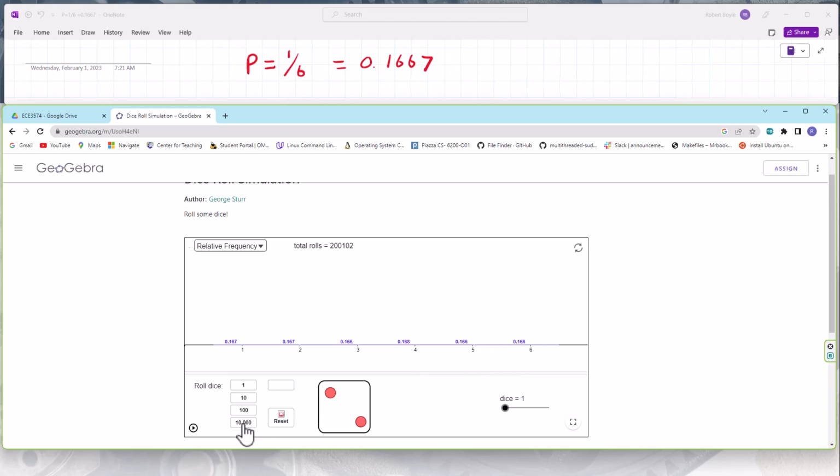How about another 100,000? And now notice we have 1.67, that's as close as we can get with the rounding, 1.67, 1.67, and these are just a little bit off. And then with another 100,000, they are all at 1.67, except for 5, which is at 1.66. It only took 500,000 rolls to get to this point, but nonetheless, as you can see, the more often you repeat the experiment, the closer the empirical probability comes to the true probability.